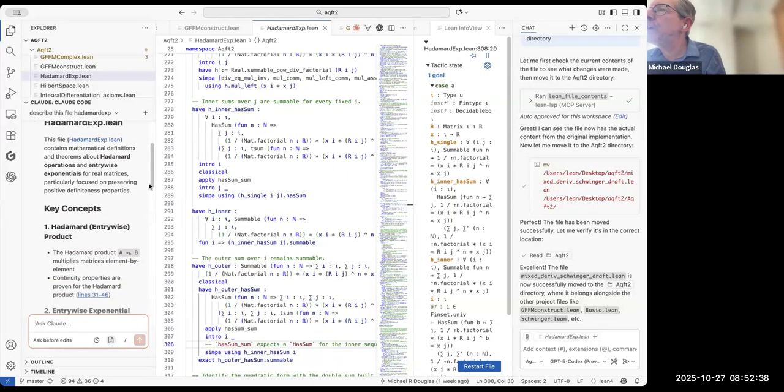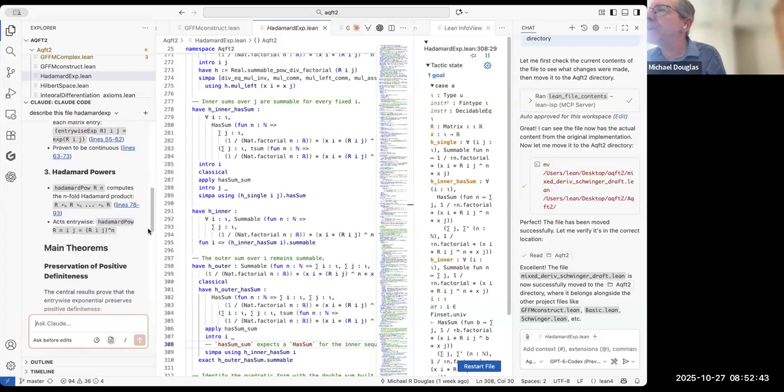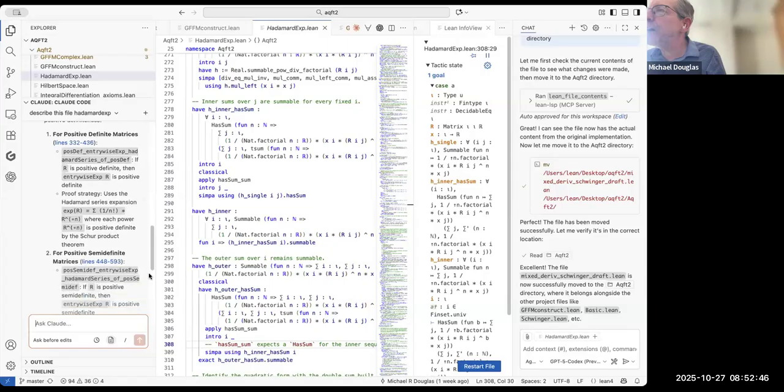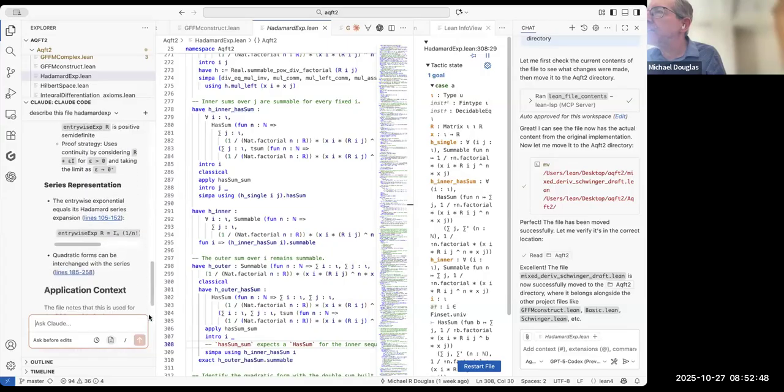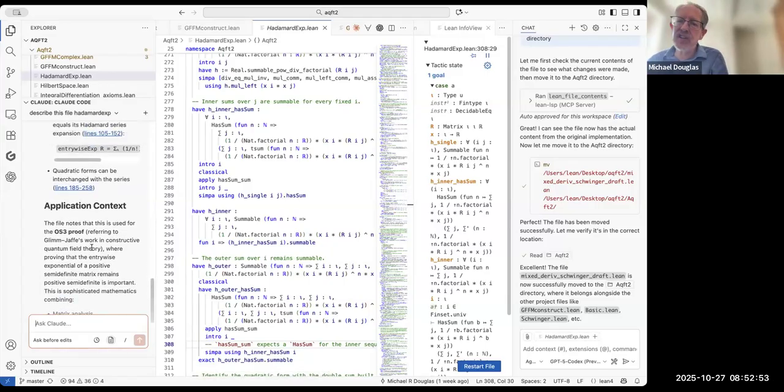Okay, there's the other few of the file: Hadamard entry-wise product, entry-wise exponential, Hadamard powers, mean theorems, preservation of positive definiteness. Okay, and then again, this is partly from the comments in the file, but if I ask it, are the comments consistent with what's actually defined in the file, it's good enough to know that sort of thing. And then this gets used in the OS3 proof. So, okay, I think that's making the point that the technology as it exists is extremely helpful and advancing rapidly.